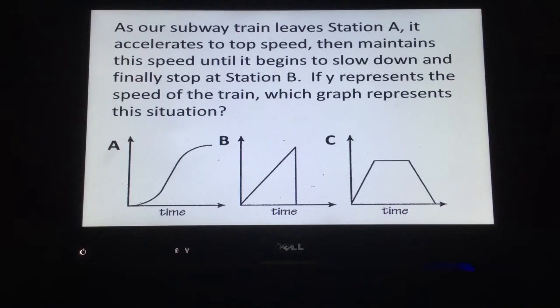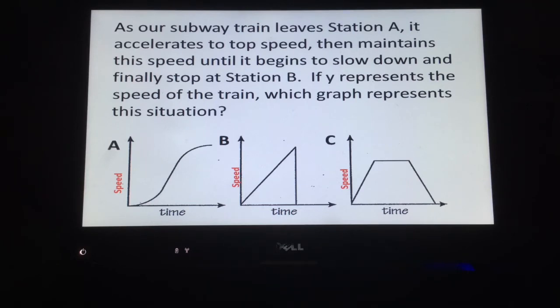Now for this one, let's talk about the independent and dependent. The independent is the time. The dependent in this one is going to be speed. Go ahead and write that down. Now it says, as our speedway train leaves the station, it accelerates to its top speed. Then it maintains the same speed until it begins to slow down. Finally, it stops at station B. If y represents the speed of the train, which of the graphs represents this situation?